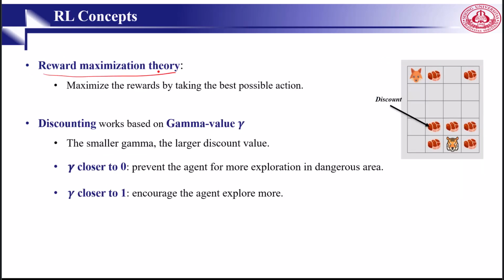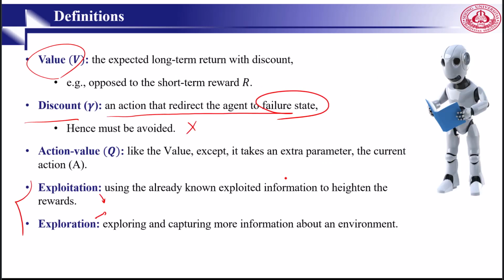Then we have reward maximization theory. A reinforcement learning agent must be trained in such a way that it takes the best action so that the reward is maximized. Then we have something called the discount factor, or gamma. The smaller gamma, the larger the discount values. So we may have values from 0 to 1. If it is close to 0, it prevents the agent from more exploration in dangerous areas. If it is close to 1, it encourages the agent to explore. So this is a trade-off between exploration and exploitation.